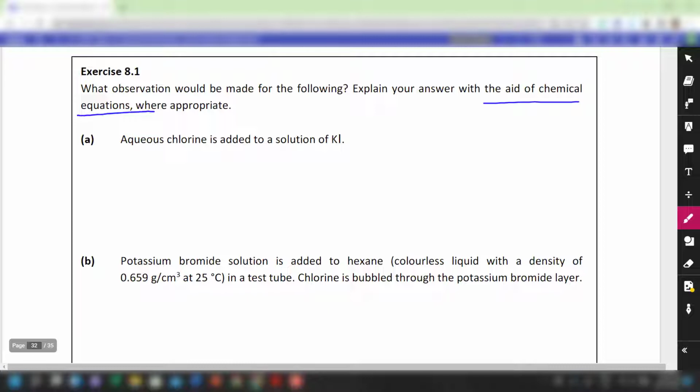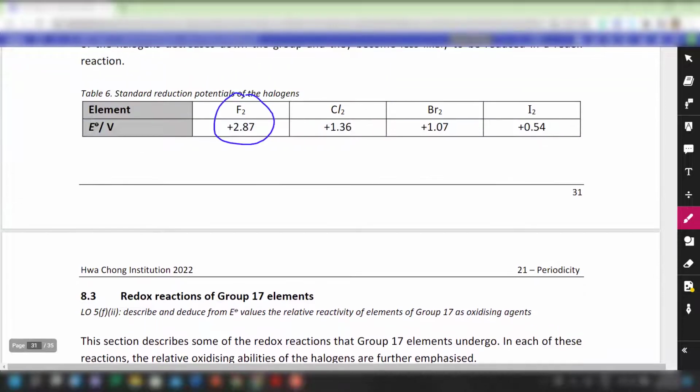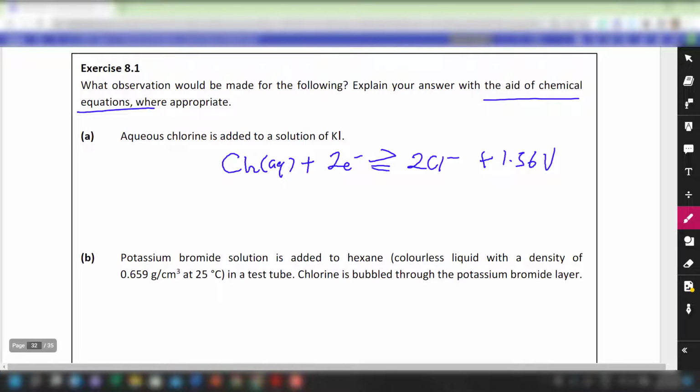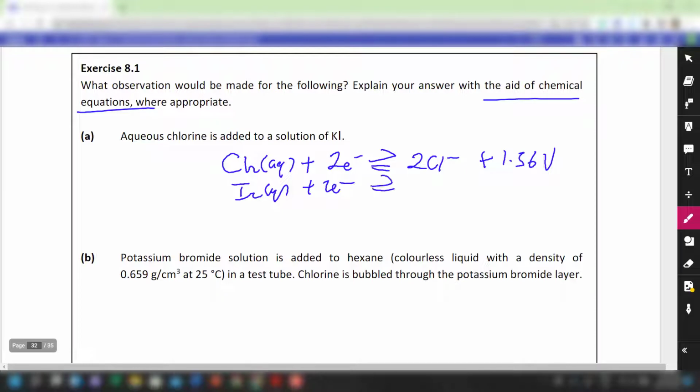Maybe before that, let us take a look at the data booklet. If you go and look at the data booklet, you'll be able to get this particular equation: chlorine plus 2 electrons will be reduced to chlorides. The reduction potential is 1.36 volts, as given above. For iodine, I'm going to write down I2 aqueous plus 2 electrons, in equilibrium to give us 2 I minus. The reduction potential is plus 0.54 volts.